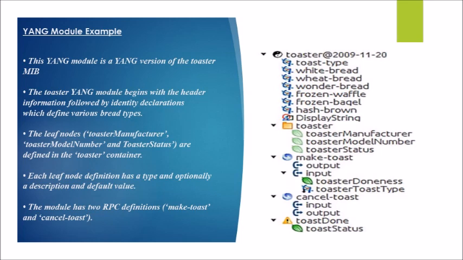And we have the manufacturer name, manufacturer model number, and the status of the toaster, whether it is completed or it is processing. Then it will give the output and input, all those things. So this YANG module is a YANG version of the toaster MIB. So, okay, on the right side here you can see this is the programming. So programming may be a kind of code for the things.